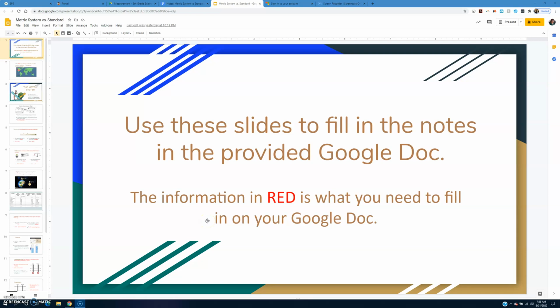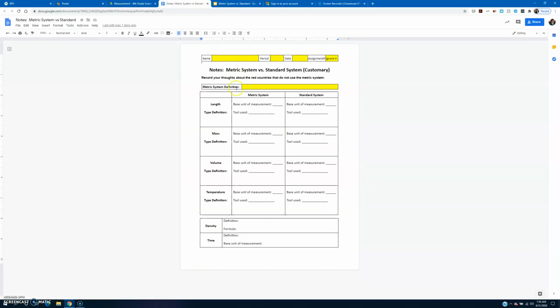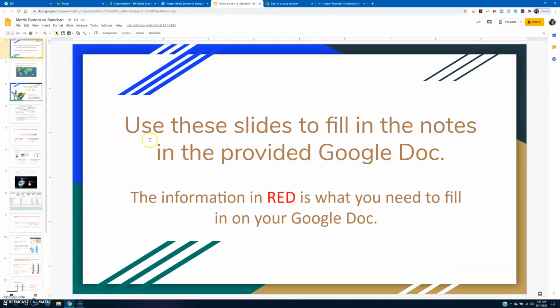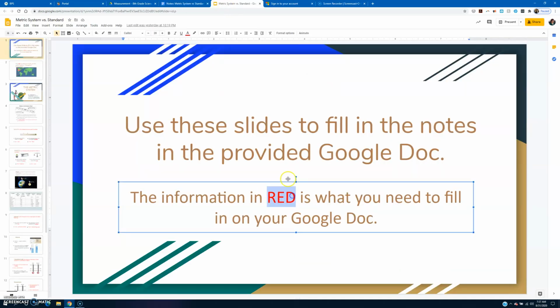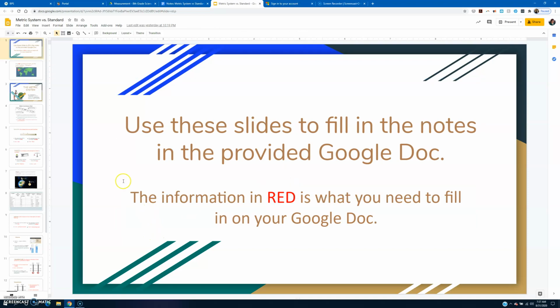Alright guys, this is the unit on measurement. We're talking about the metric system. You had this slide last week, and you were supposed to have taken this document and filled in notes from these slides, and the things in red are what you're supposed to have filled in. So let's talk about these.